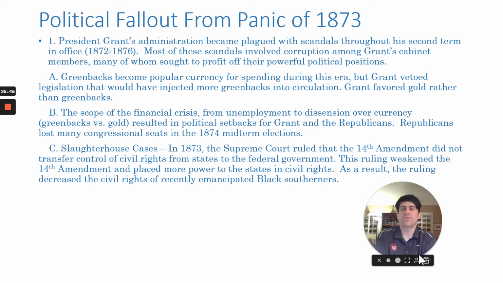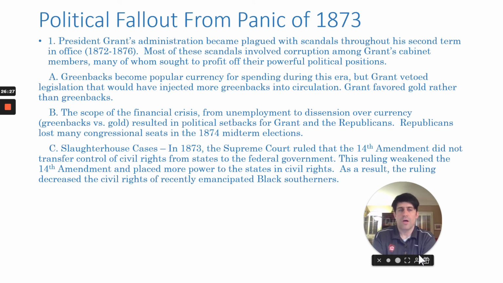One more thing to note during this time as far as political fallout, in 1873, the Supreme Court ruled in the Slaughterhouse Cases that the 14th Amendment did not transfer control of civil rights from states to the federal government. It was basically a case in which several slaughterhouses sued the federal government over the 14th Amendment and civil rights protections, arguing that the federal government had total control and that at least some of it should go to the states and not the centralized federal government.